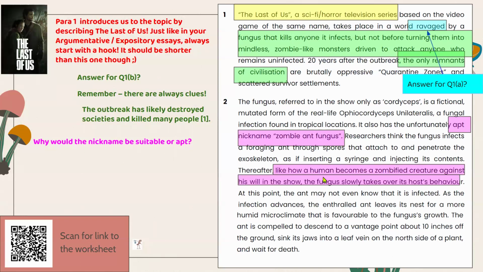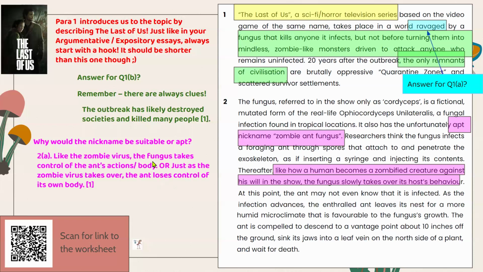It is actually mentioned inside paragraph two, right? Like how a human becomes a zombified creature against his will in the show, the fungus slowly takes over its host's behavior. So this is actually the sourcing for us, right? This is why the name zombie ant fungus is so suitable, because just like the zombie virus, the fungus takes over the actions and the body of the ant.